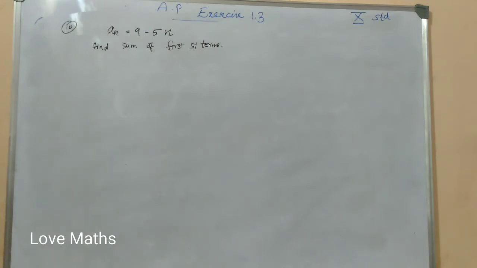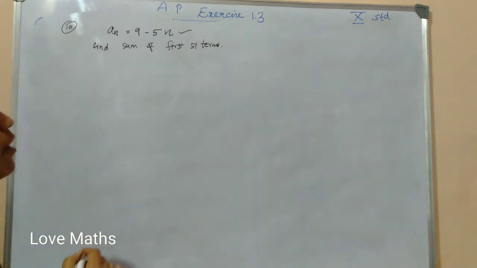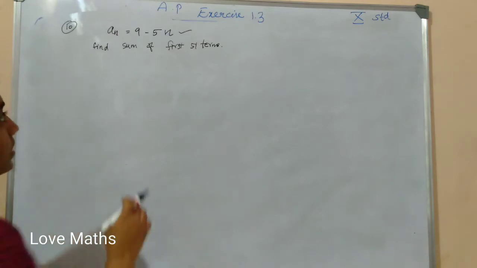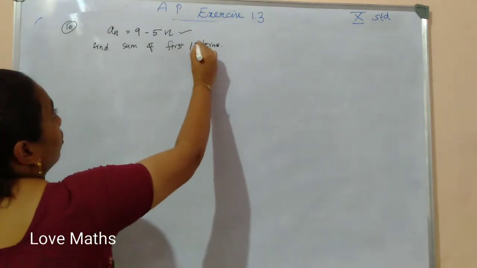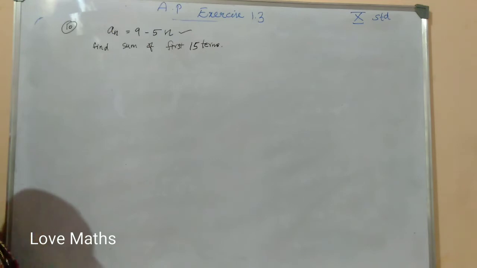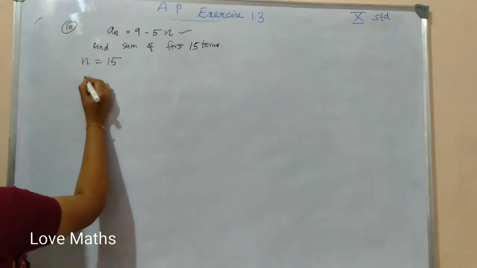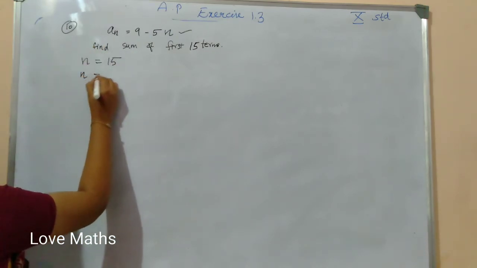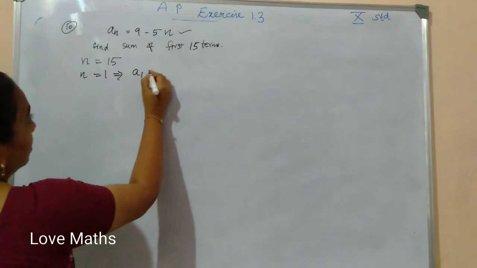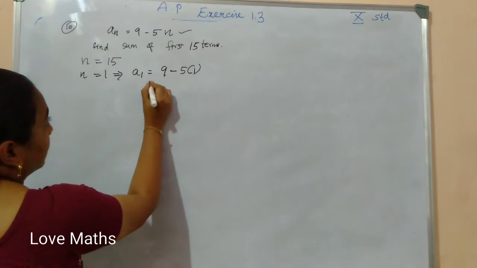Can we continue to the next sum? An is given as one expression. Find the sum of first 15 terms. To find the sum I need n, A value and D value, otherwise I need n, A value and L value. n is clearly given, it is 15. So I need A, the first term. So n equal to 1 means A1. The first term you can get by replacing n with 1 in 5 minus 9 minus 5 into n.